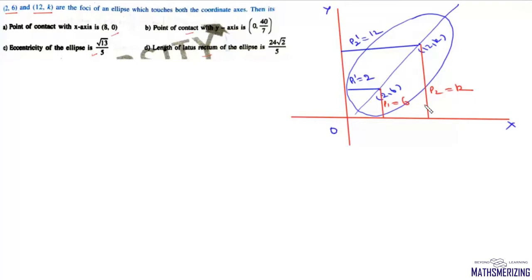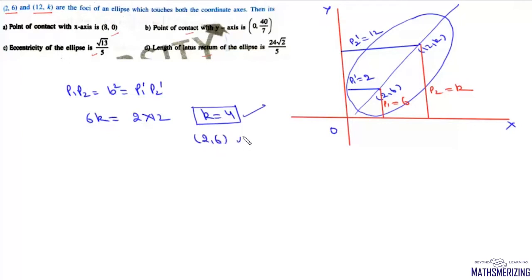So P1 into P2 must be equal to b square, and it must be equal to P1 dash into P2 dash. Now what's P1 P2? It will be 6k, and it should be equal to 2 into 12. So the value of k is simply 4. So the foci of this ellipse are at (2, 6) and (12, 4). Now we'll find a and b for this ellipse.